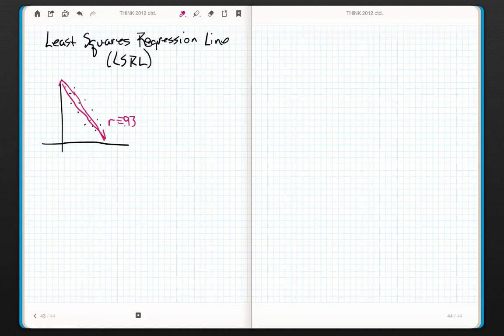Now, let's have a quick little discussion about this line right here. It's referred to as the least squares regression line. The reason it's called a least squares regression line is that it minimizes the vertical distance between all of the points, all the x, y pairs, and the line.